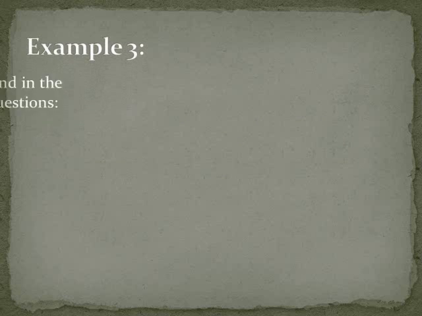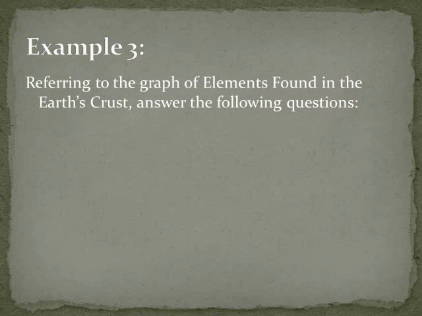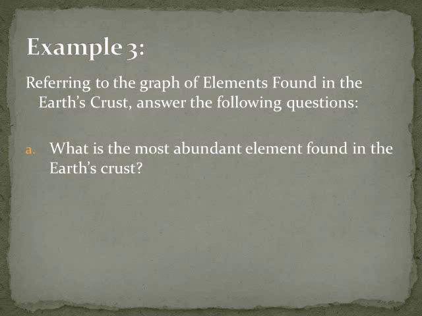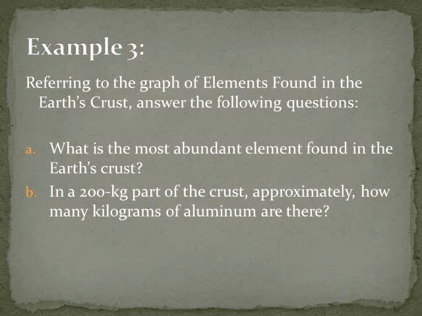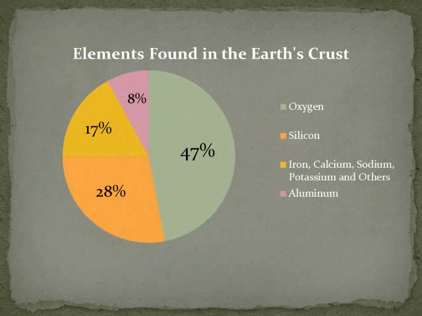Example number 3. Referring to the graph of elements found in the Earth's crust, let's answer the following questions. A. What is the most abundant element found in the Earth's crust? B. In a 200 kilogram part of the crust, approximately how many kilograms of aluminum are there? Let's use this given graph. 47% is oxygen, 28% is silicon, 17% are iron, calcium, sodium, potassium, and others. 8% is aluminum.